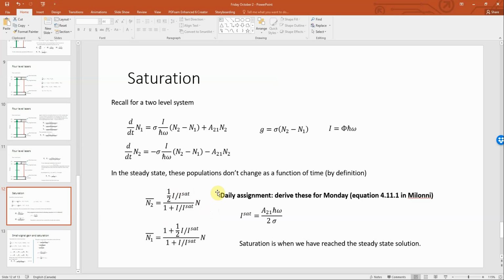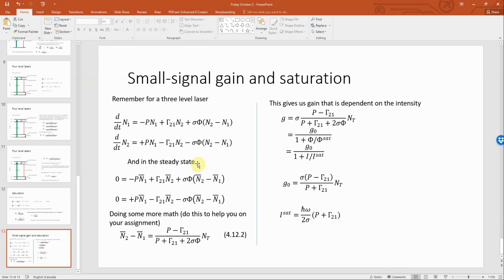But this will be useful when we talk about small signal gain and saturation on the next slide. So let's talk about a 3-level laser. Understanding this will also help you for your weekly assignment. For the 3-level laser, we just have these two different equations. Your weekly assignment will be solving this for a 4-level laser, so you have to go back to those different equations we had before.